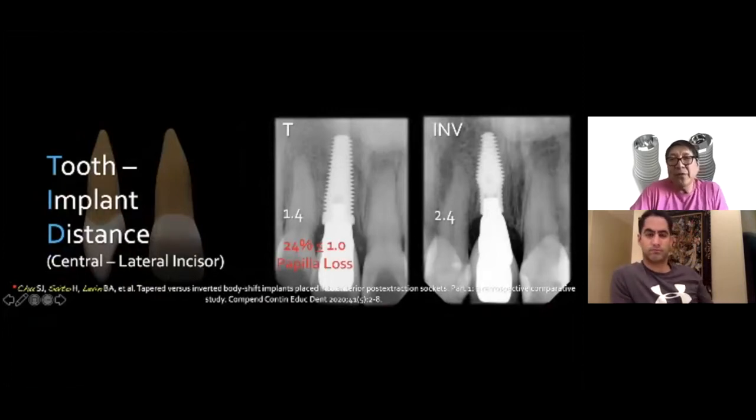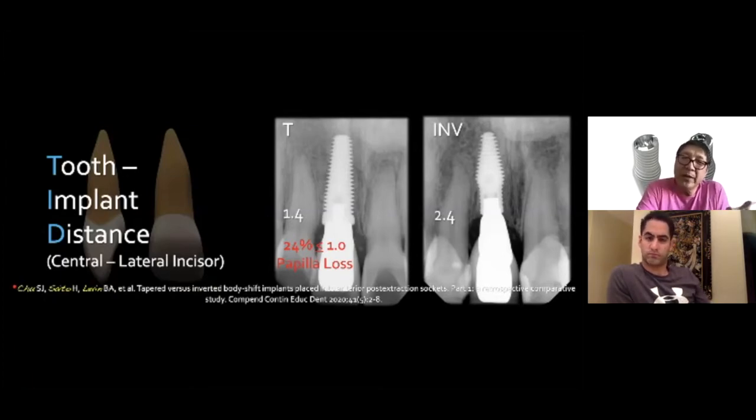And what's interesting is that in the tapered group, we actually wound up losing about a quarter of the papilla, which was interesting because when we were less than a millimeter, like I said, we also lost about a millimeter of crestal bone. So the consequence of the reformation of the horizontal component of biologic width leads to marginal bone instability and marginal bone loss, which then leads to attachment loss, which means you lose the papilla. And that's really the key.